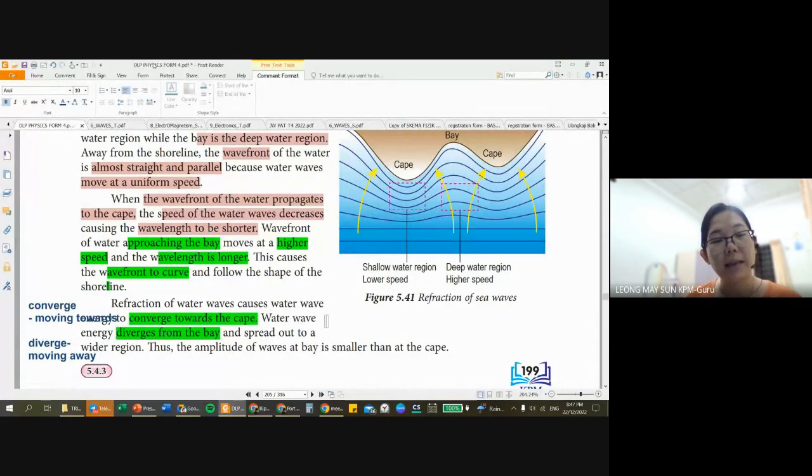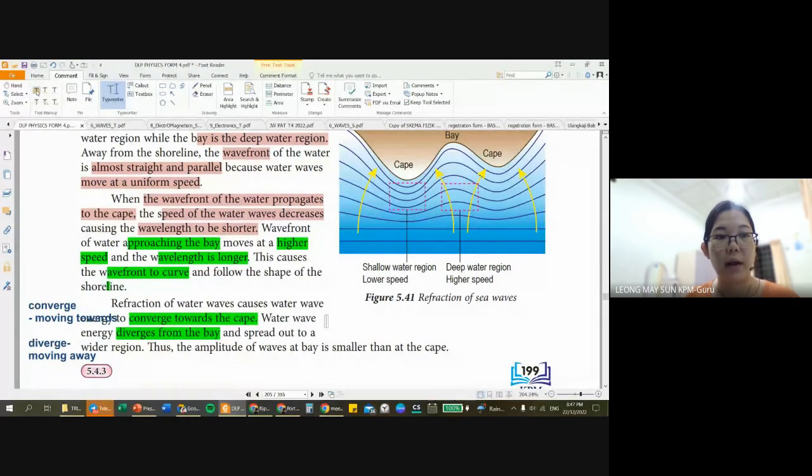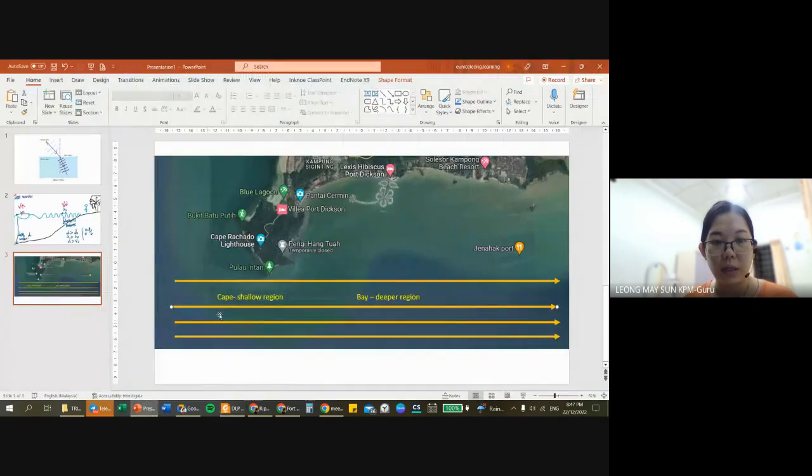And then this is where amplitude is being mentioned. Amplitude of the wave at the bay is smaller than the cape. That's the reason why if you were to go to the Podixon at the lighthouse over there, the wave coming in, you see that the wave is very strong. But when you are at the Podixon, this hotels area, the seaside bay area, you can see that the wave is quite small. The amplitude of the wave is quite small.